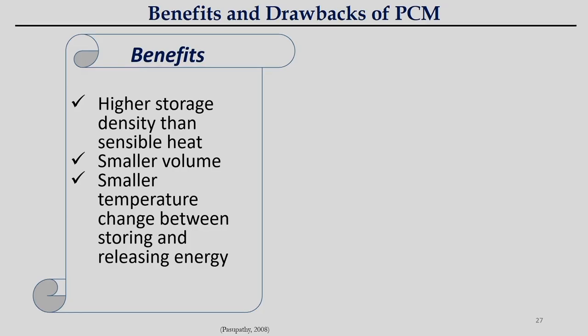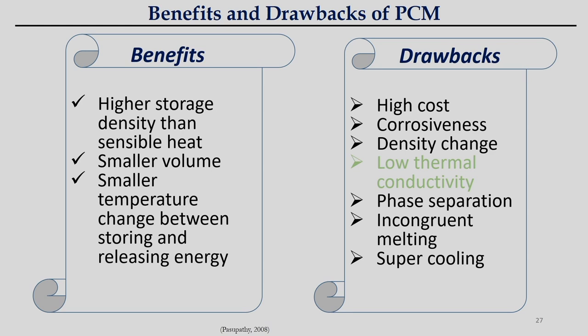And there are some benefits like higher storage density than sensible heat, smaller volume, and smaller temperature changes between storing and releasing energy. And drawbacks include high cost, corrosiveness is also important, then density change, low thermal conductivity is one of the issues, then phase separation, incongruent melting and supercooling.